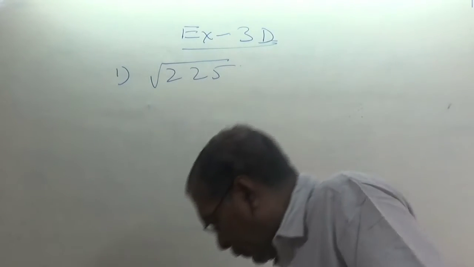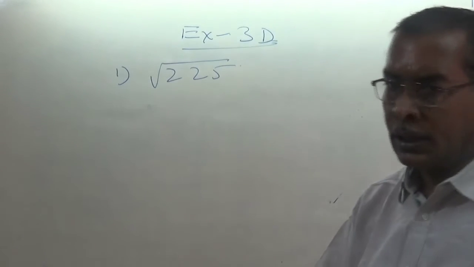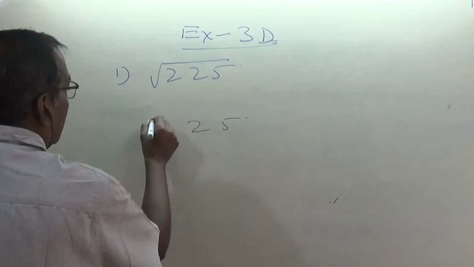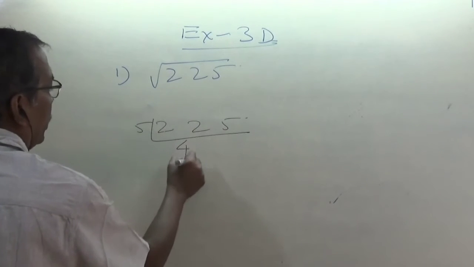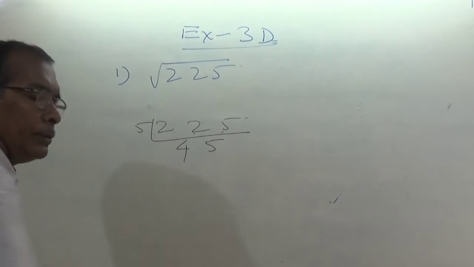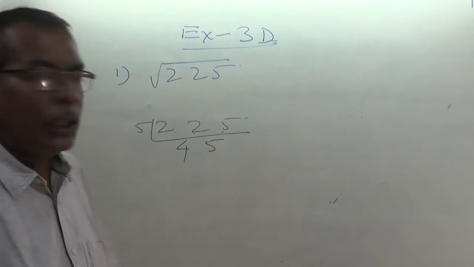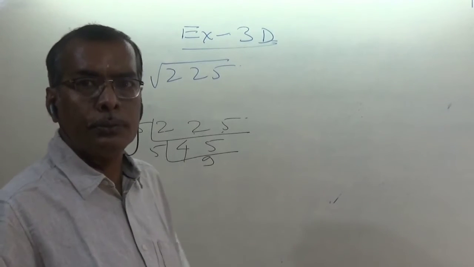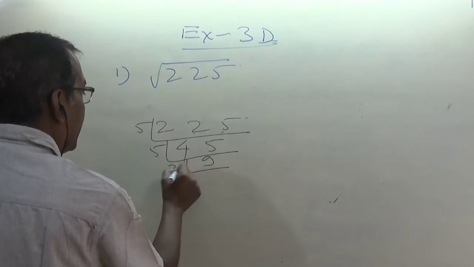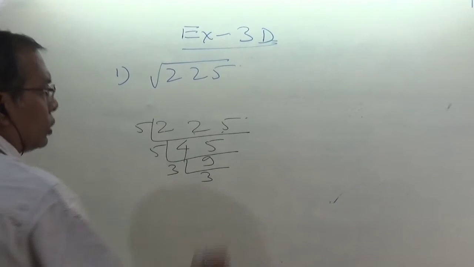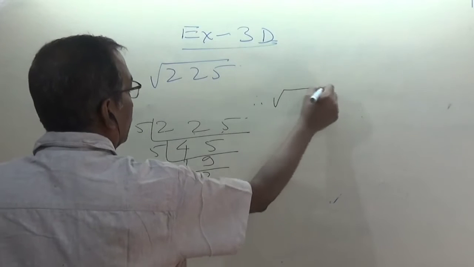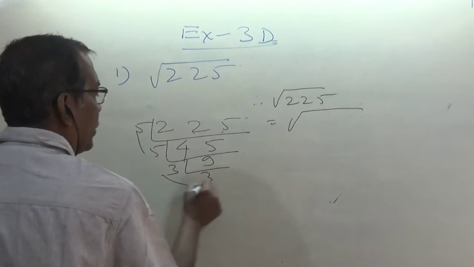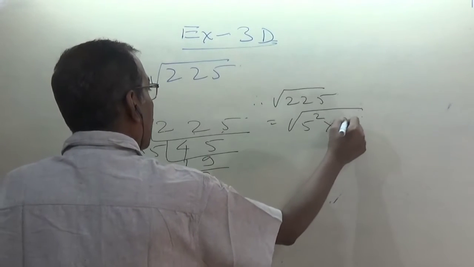Now the square root of 225, what you have to do? You have to find the prime factorization of 225. Divide this by 5: 5 twos are 10, 5 fives are 25. Now again divide by 5: 5 nines are 45. 9 you can also divide by 3: 3 threes are 9. So therefore the square root of 225 you can write as 5 square and 3 square.